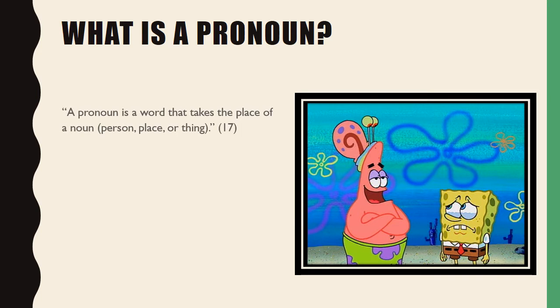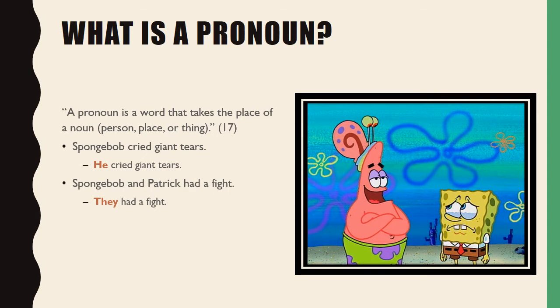A pronoun is a word that takes the place of a noun. So instead of naming a person or a place or a thing, you use a word in its place. It's pretty straightforward. In this example, we've got SpongeBob cried giant tears, and you can replace SpongeBob with he, and the sentence still makes sense, right? So he is our pronoun in this case.